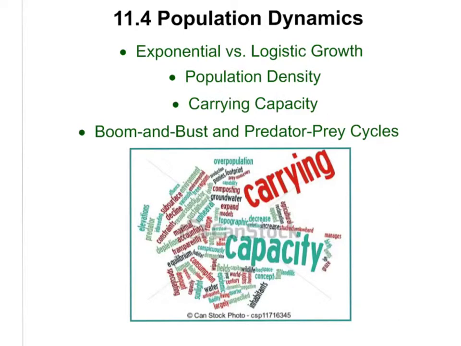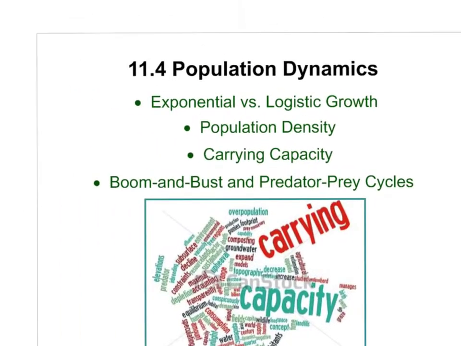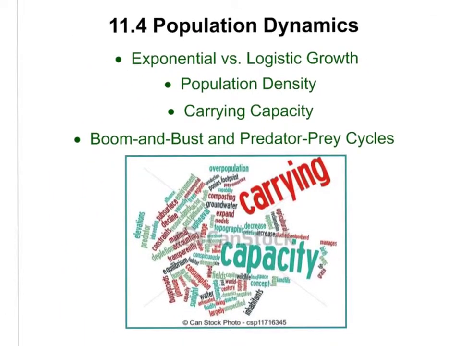Hello, welcome to section 11.4, and in this section we are going to look at population dynamics. We're going to pick up where we left off last time and ask ourselves a question: what would happen if we removed all limiting factors? What would happen to the population? We're going to look at a couple of different growth curves and growth models, exponential versus logistic.